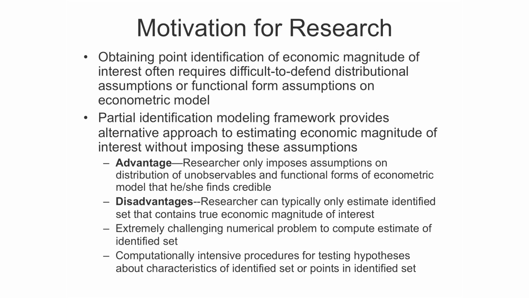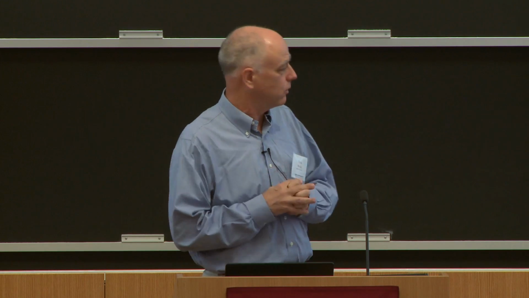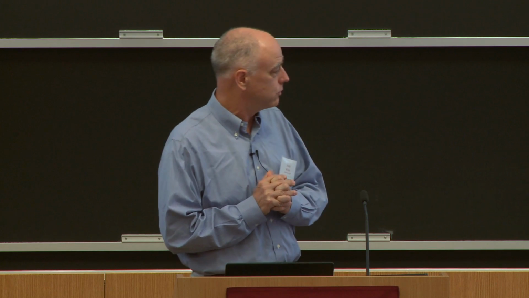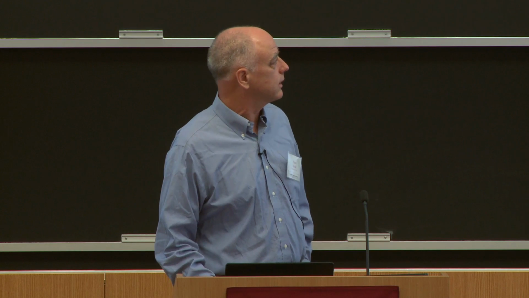The disadvantage, as I think Alex talked quite a bit about, is that we end up with just the identified set that contains the true magnitude of interest. It can be extremely challenging to compute an estimate of this identified set, and I think a lot of progress has been made on that. And then what we're really interested in is inference, and inference is quite complicated. Or in other words, you can't do it in Stata. And as I'm sure you all know, that's all that ever gets used. If it's not in Stata, it doesn't get used. So these are really the challenges to getting these things to happen.